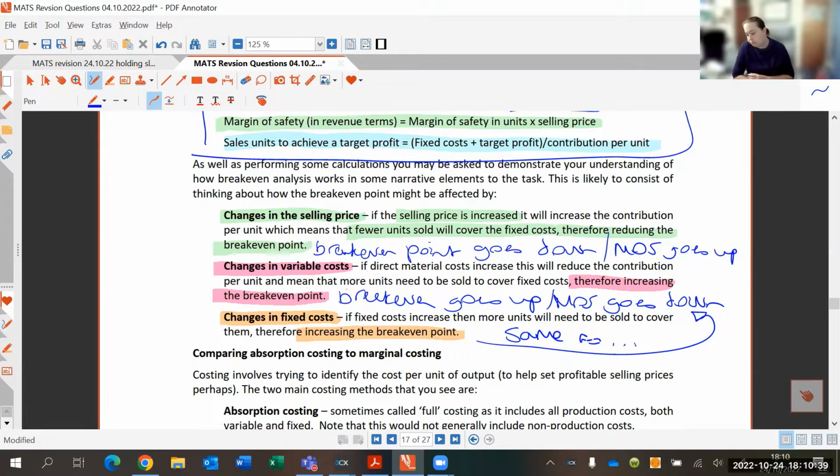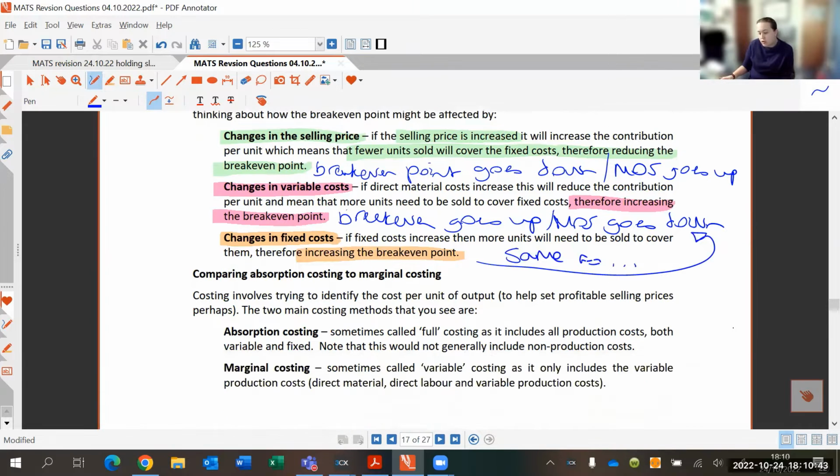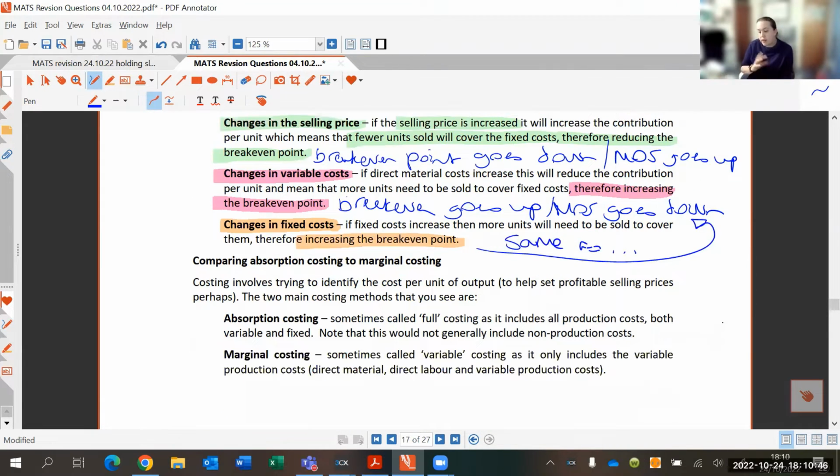Yeah, same as that. The other thing that you might be asked to do, although we haven't actually got a question on this tonight, is to look at the difference between absorption costing and marginal costing. Now, what we've talked about tonight so far is very much along this marginal costing line.